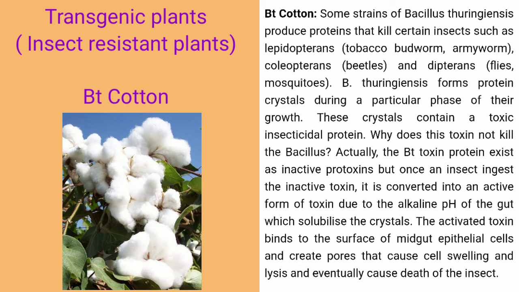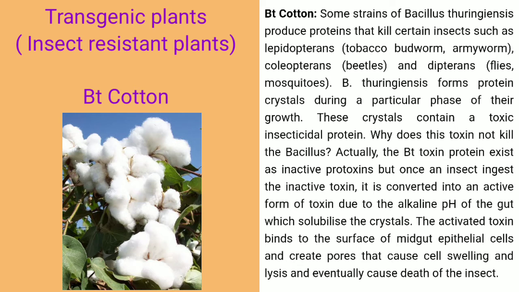And as the toxic cry proteins are obtained from Bacillus thuringiensis, they are called Bt toxin genes. The Bt gene has been introduced into cotton plants because these plants are attacked by bollworm. The transgene-containing cotton plant is called Bt cotton.